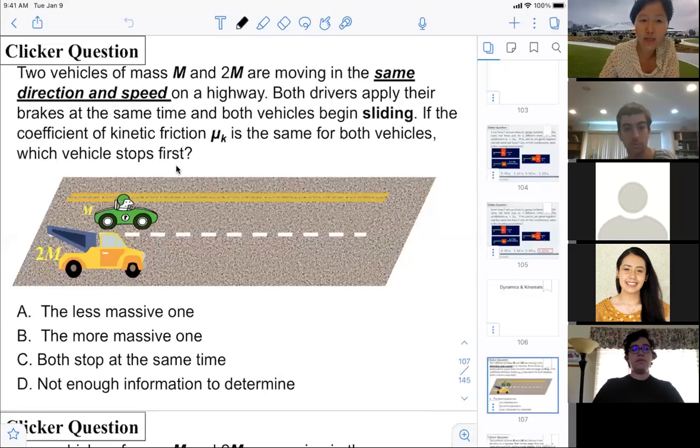So you can see that which one stops first is a kinematics question. It's asking about the time it takes to stop, right? How much time it takes to stop. So think about that. I'll give you a couple of minutes to discuss, and then we will come back to vote on this question.